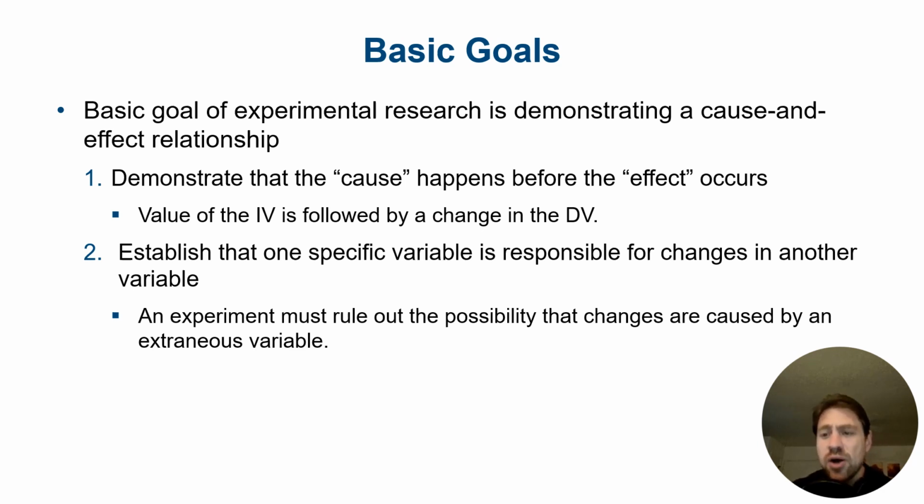So in order to demonstrate causality, you want to demonstrate the following. Firstly, you want to demonstrate that the cause happens before the effect. And logically speaking, the cause can't happen after the effect. It has to come before the effect. So in our video game violence example, the cause, exposure to video game violence, happens prior to the effect, aggressive behaviors. It can't be the other way around, at least not if you want to claim that the violence in the video games is the cause of aggressive behaviors.